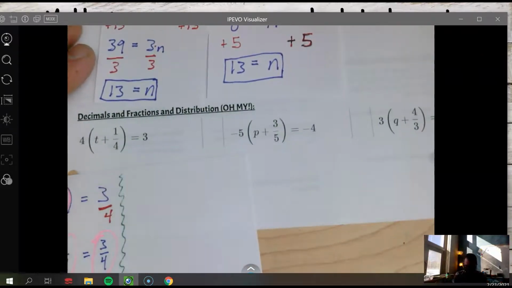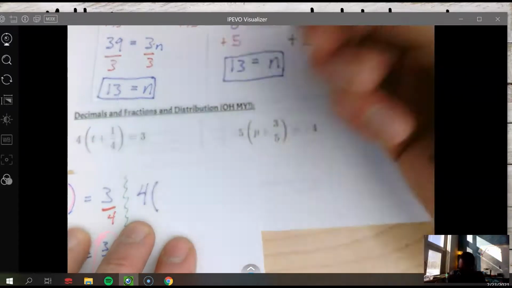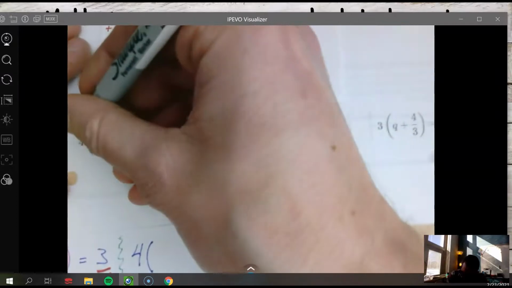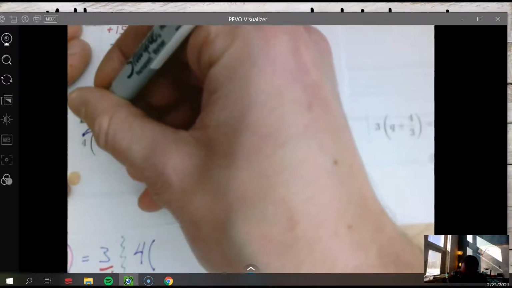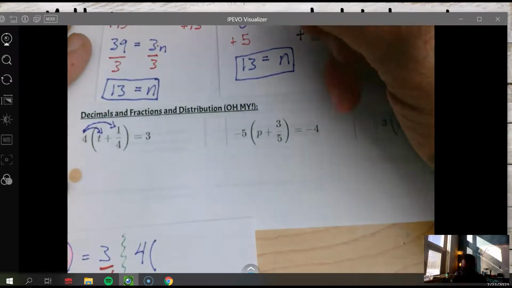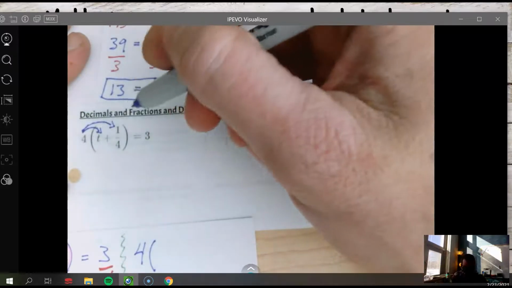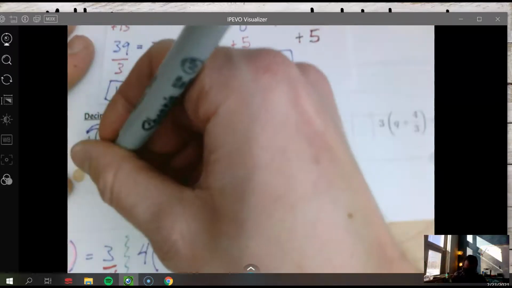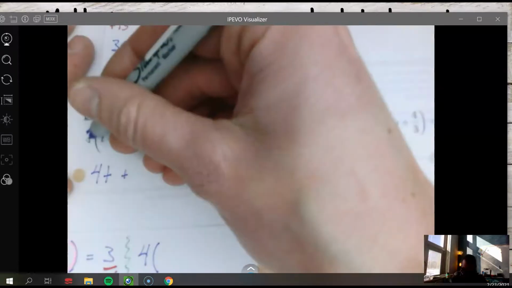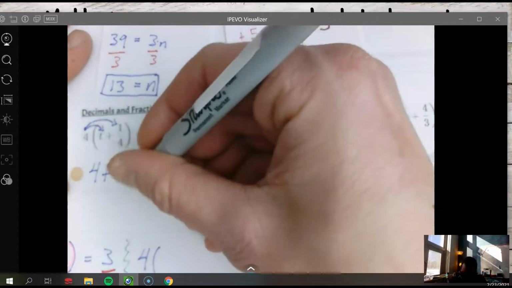I'm going to try the option where we distribute. So I'm going to write this out again. Which, I mean, I could do it on my paper, I guess, here. So draw the arrows. If you have not written anything on your paper yet, please do this with me. And even if you have, please do this with me. 4 times t would be? Yeah, thank you. 4 times a quarter. 1. Yeah, because 4 quarters is 1.